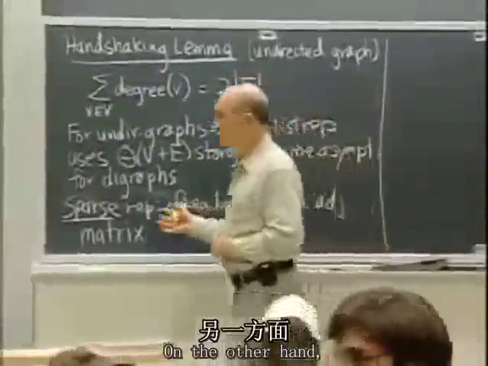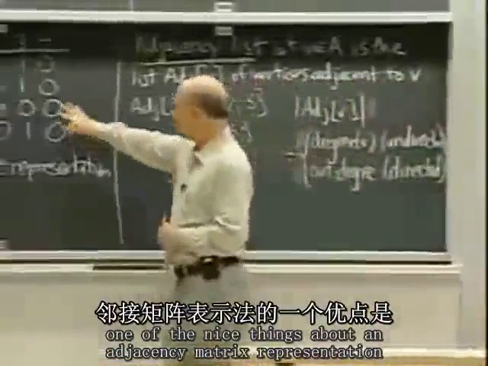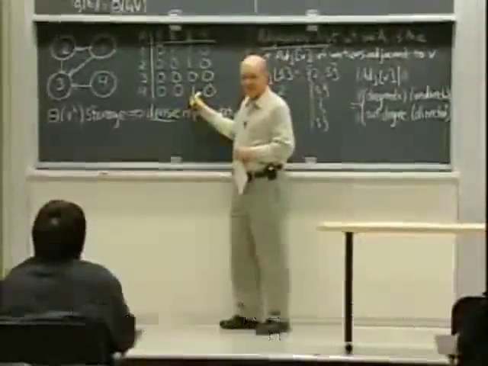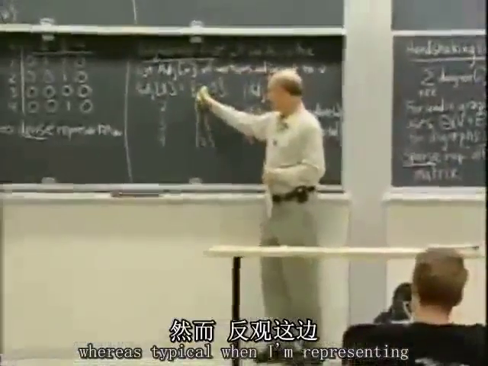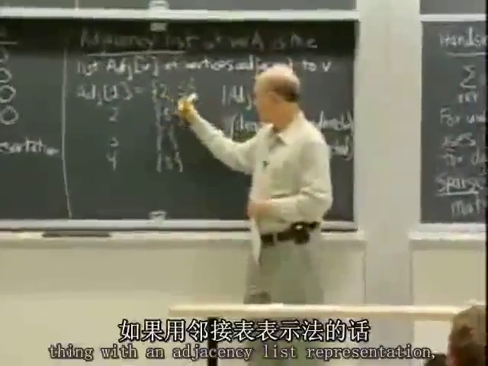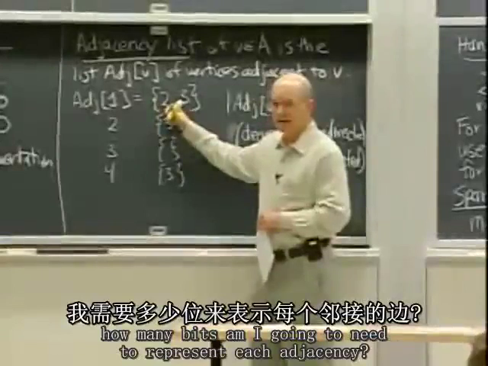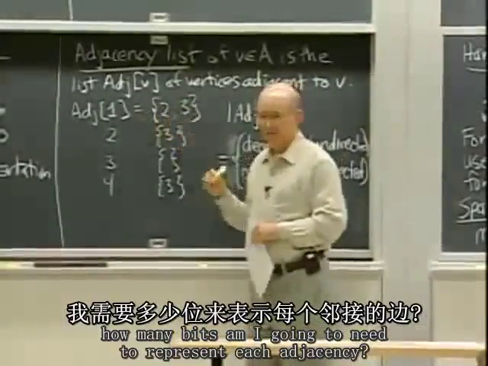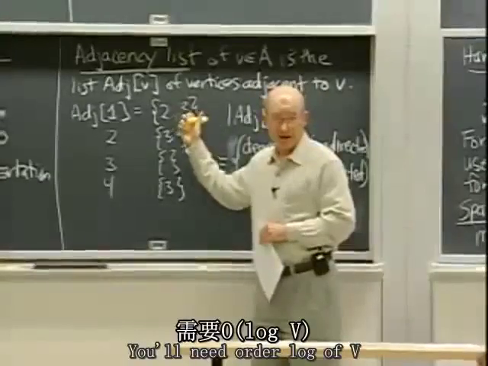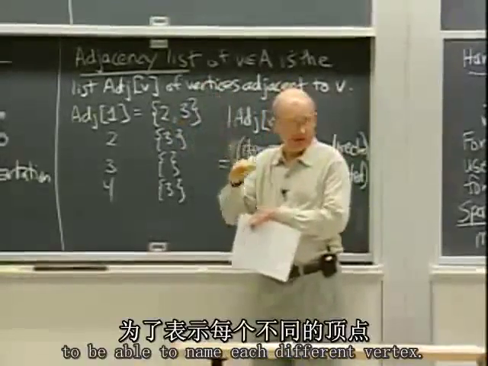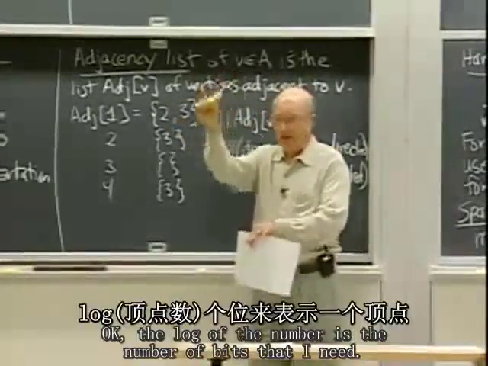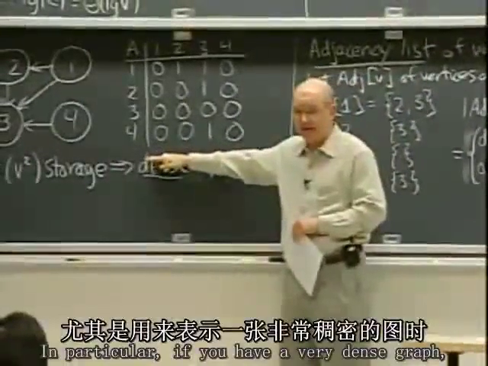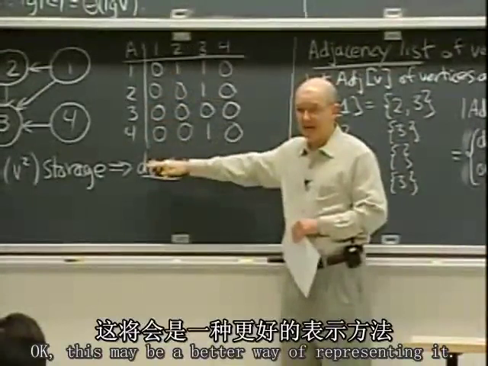On the other hand, one of the nice things about an adjacency matrix representation is that each edge can be represented with a single bit. Whereas when I'm representing things with an adjacency list representation, how many bits am I going to need to represent each adjacency? You'll need order log of V to be able to name each different vertex. Okay, the log of the number is the number of bits that I need. So there are places where this is actually a far more efficient representation, in particular if you have a very dense graph. Okay, this may be a better way of representing it.